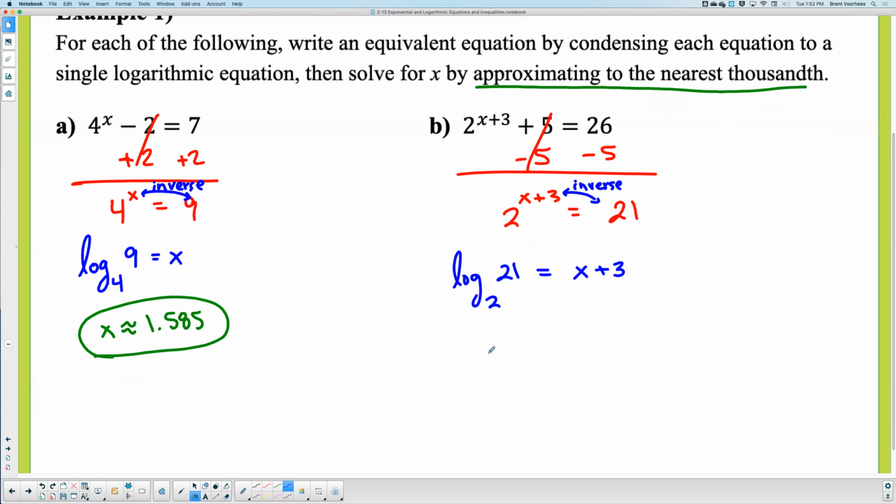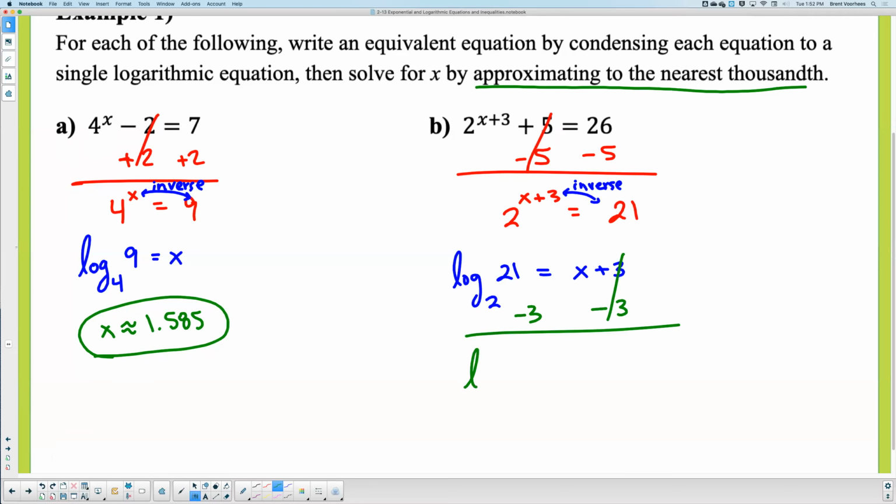Now, before I go to the calculator, this one has a step 3. Step 3 says to solve for your variable if necessary. I still haven't gotten x isolated. What can I do here to get x isolated? Subtract 3. Now be careful here. When I subtract this 3, am I subtracting from a logarithm on the right side? No. So don't subtract from the logarithm. Don't say 21 minus 3. Just put the 3 on the outside.